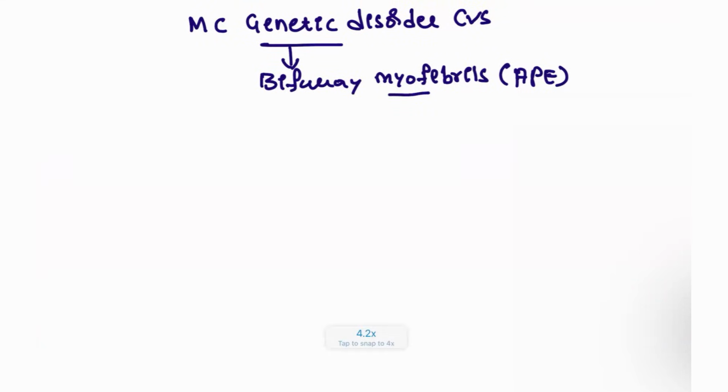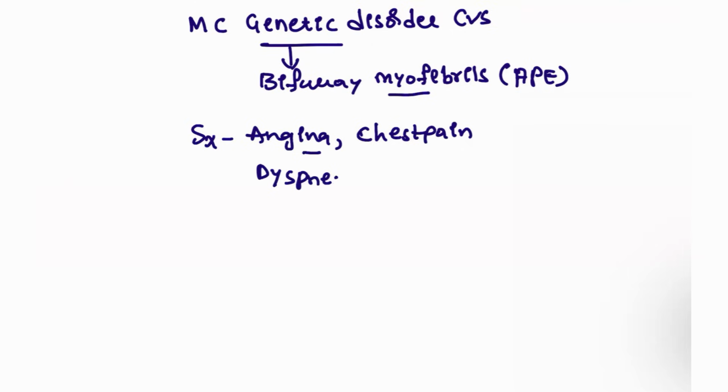Then what about the symptoms? The symptoms of these patients will be the same as angina, and the patient is going to have chest pain, same as angina, but angina will be associated with exertion, and also the patient will be having dyspnea kind of symptoms. And at least 50% of the patients will be asymptomatic.